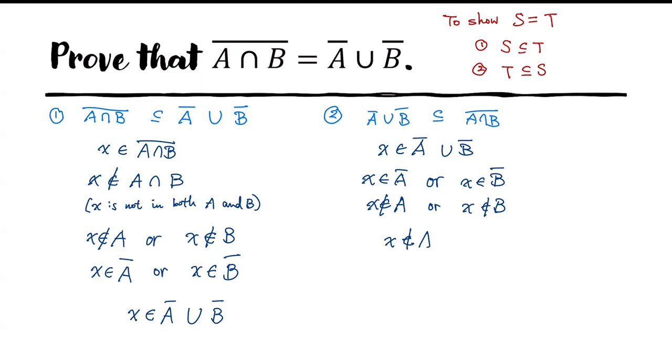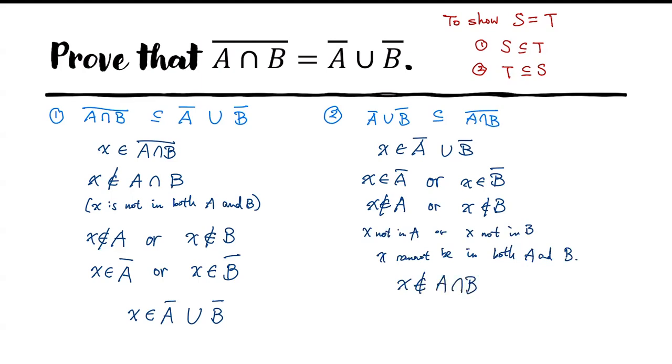So let me just write the explanation here. So here we have X not in A or X not in B. So this means X cannot be in both A and B, right? Since you know X is at least not in one of them, then X is definitely not in both of them. Then we have X is not in A intersect B. Then we have X is in A intersect B's complement.